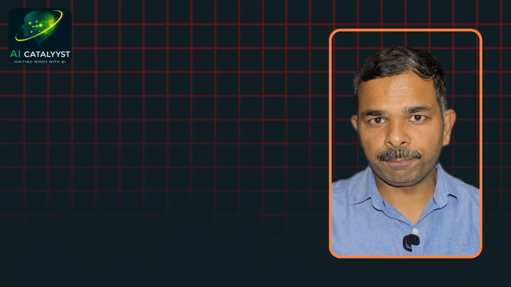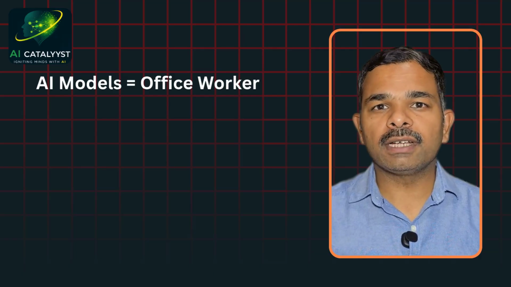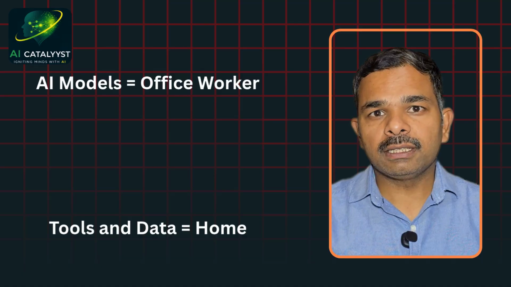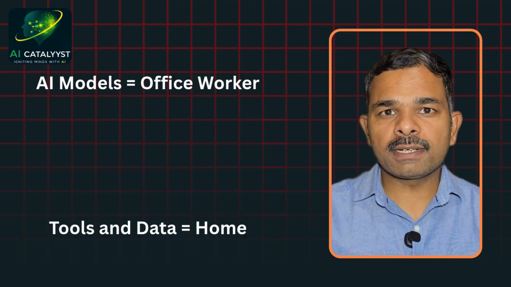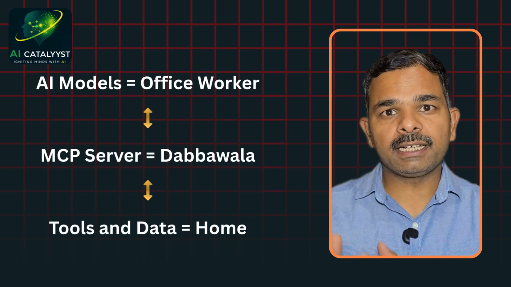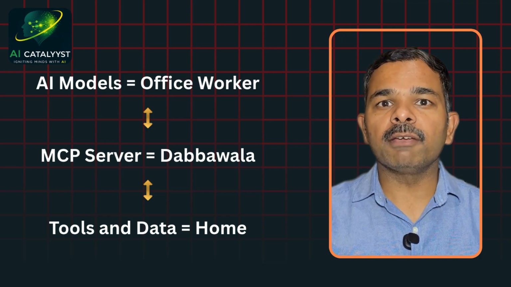Now let's relate it. Your AI is that office worker who is hungry for information and ready to act. And your company data, databases, and APIs are the homes full of fresh and real data. MCP server is that standardized connection between home and office, which ensures to pick up the right data and deliver it to the right place every time, efficiently and reliably.